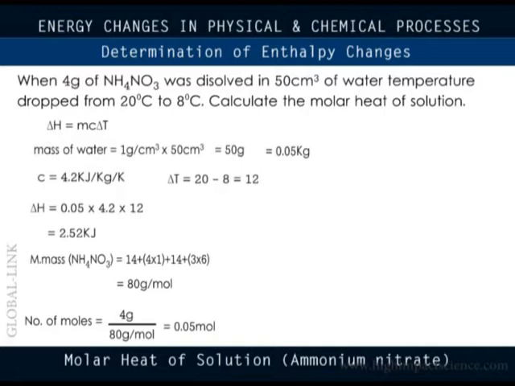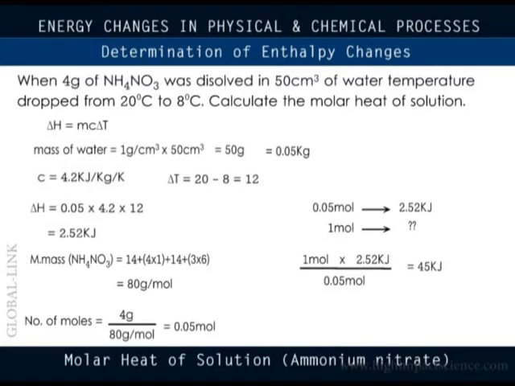And so 0.05 moles absorb 2.52 kilojoules of energy. How about 1 mole? So 1 mole over 0.05 moles times 2.52 kilojoules, and that gives us 50.4 kilojoules. So the thermochemical equation is shown here.